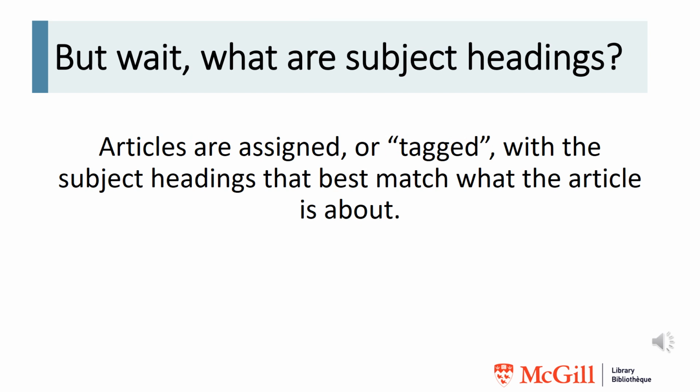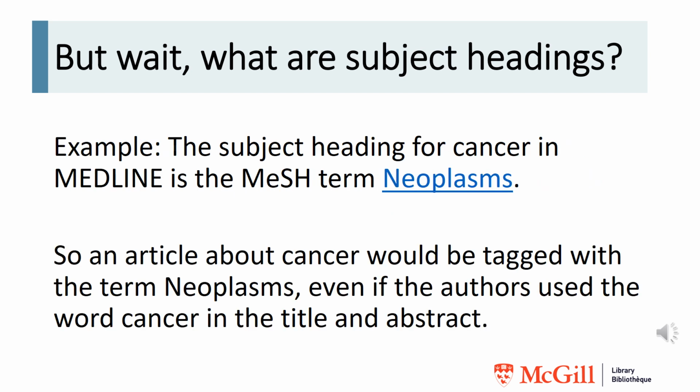Articles are assigned or tagged with the subject headings that best match what the article is about. Here's an example. The subject heading for cancer in Medline is the MeSH term neoplasms. So an article about cancer would be tagged with the term neoplasms, even if the authors use the word cancer in the title and the abstract.